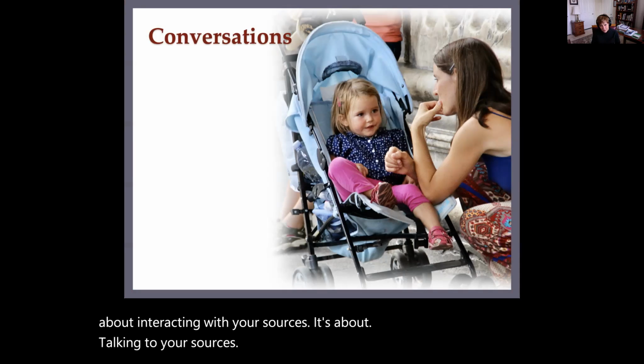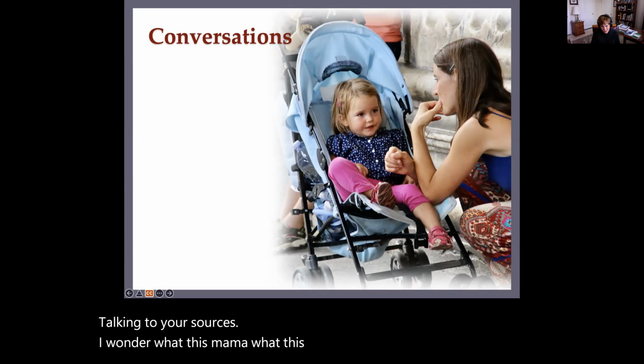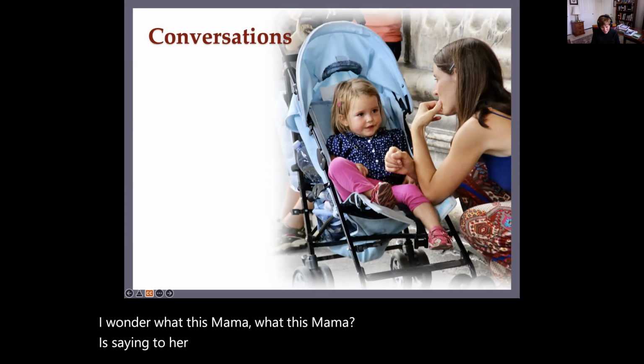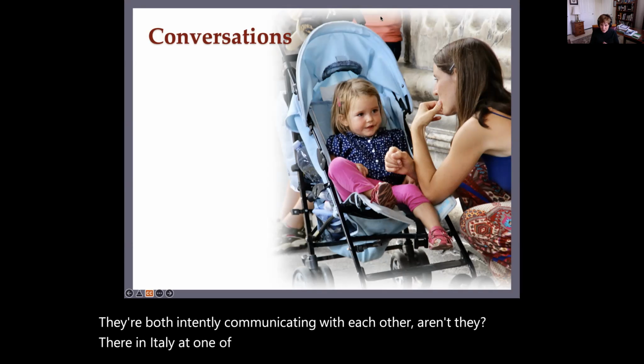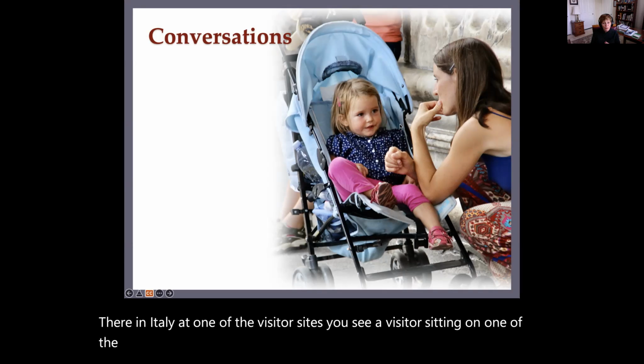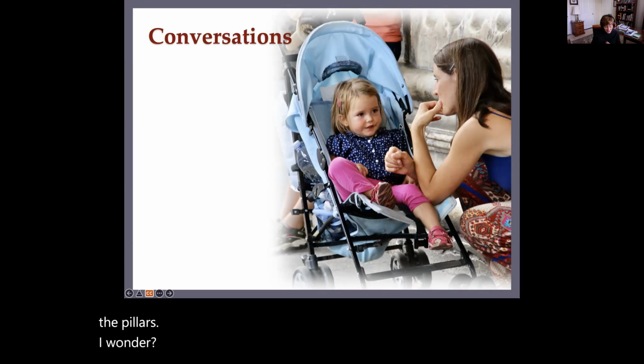I wonder what this mama is saying to her little girl. They're both intently communicating with each other, aren't they? They're in Italy at one of the visitor sites. You see a visitor sitting on one of the pillars. I wonder what they're discussing.